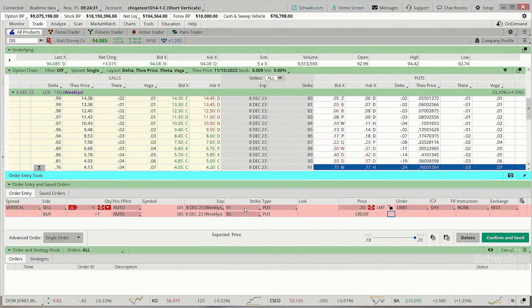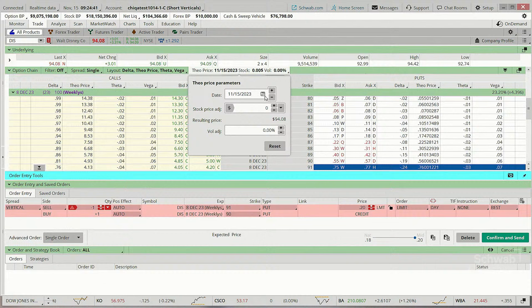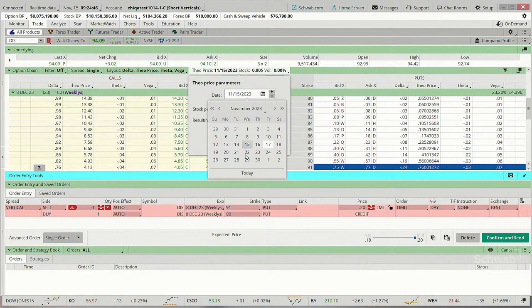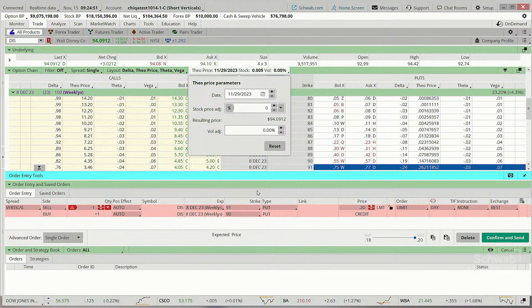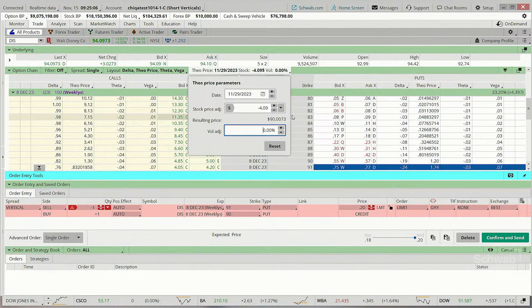Okay, so come up here. Then I'm over here. Right here, I have my theoretical price tool because I've chosen it. I'll click on that. Here is today's date. I want to go out in time here a little bit. Let's go out a week and a half right here to the 29th. I want to move the price down to 90. So that means the price is going to have to drop down $4.09. So here's my stock price adjustment right here. I'm going to say minus $4.09 right there. And we'll lock that in.